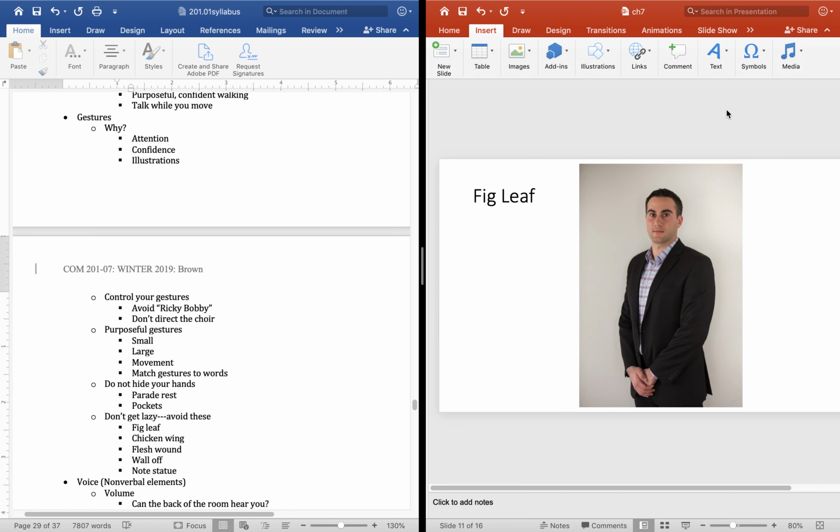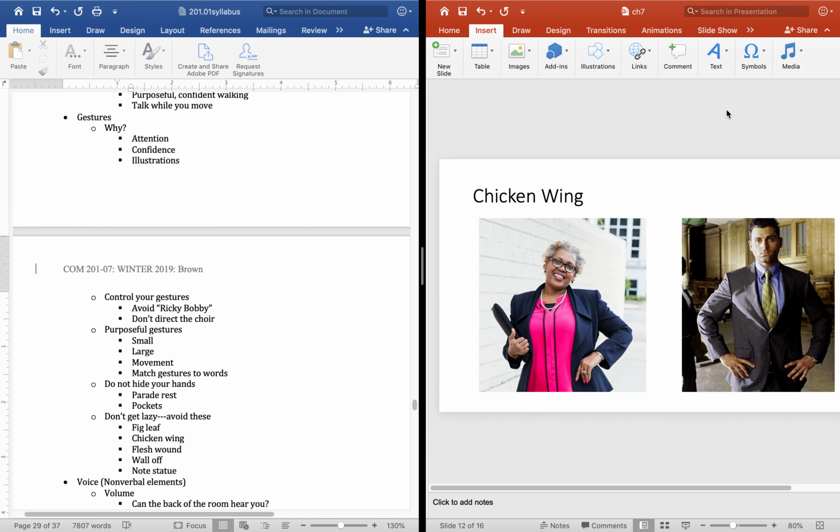Don't get lazy. This is the fig leaf. This is when you stand as though you're naked and you're covering yourself. All that does is make everybody look at your junk. You don't need that. Next up is the chicken wing. The first image there, we see a single chicken wing. Now don't stand like that while you're speaking, because if you really get into it, that wing starts to flap. God help you, don't do a double chicken wing like the guy there in the suit. That can really get out of control if you get into it again and start moving around the room.